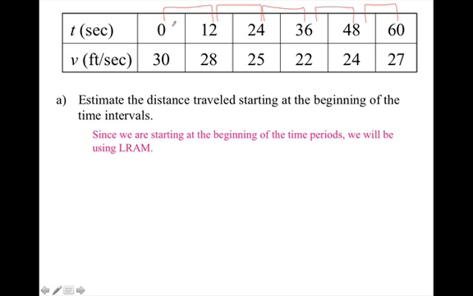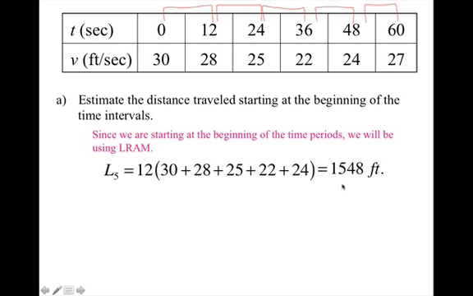The height of each rectangle is the velocity at each of those left endpoints. So I have 30, 28, 25, 22, 24. Notice I am not using 27 because that is not part of the left endpoints. When I set it up, I'm going to have 12 times the sum of the heights of my rectangles, which gives about 1548 feet.